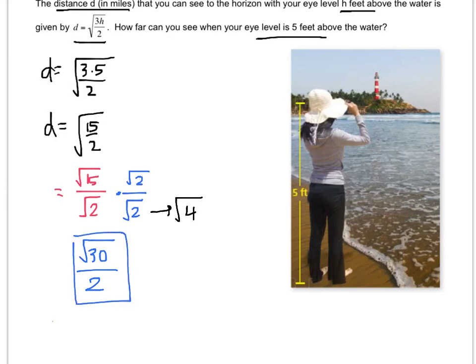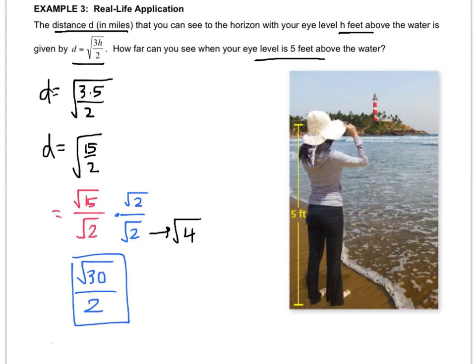And that's as far as you can go. The answer is in feet. Nope, the answer is in miles. Sorry. If you want to turn that into a decimal, you can. If not, I'm totally cool with you leaving it just like that.